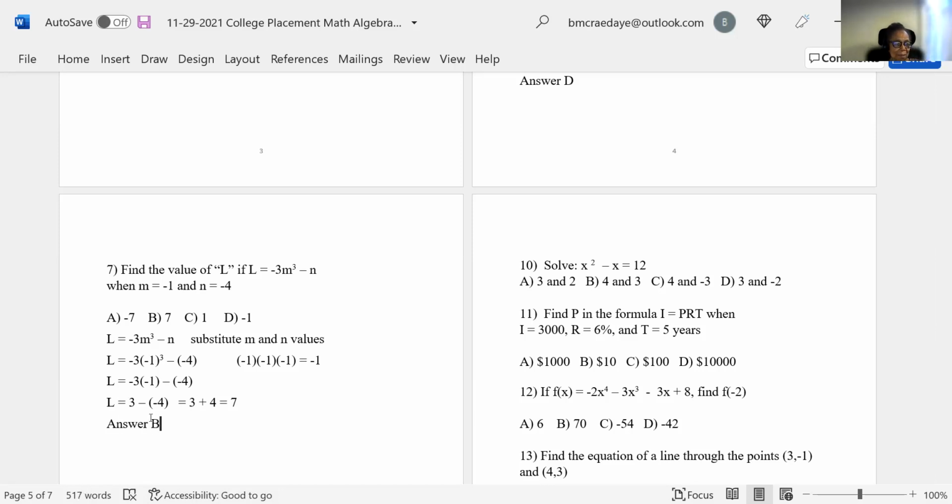Remember, this is making sure you understand your signs and you know your sign rules. That's why you see a lot of these examples with negative numbers, to make sure you know how to apply your correct sign rules. Let's look at number 8.